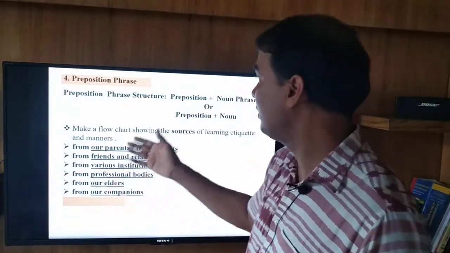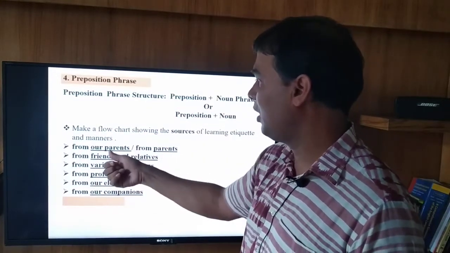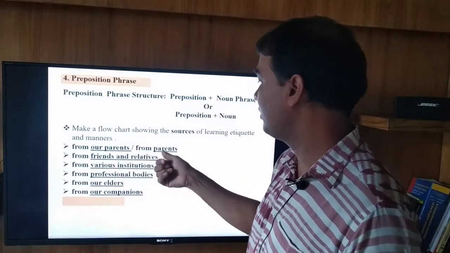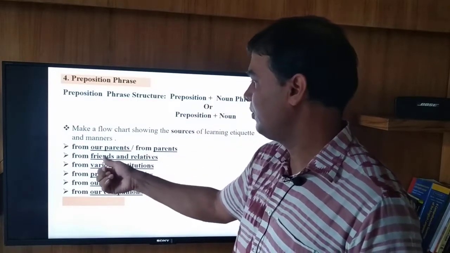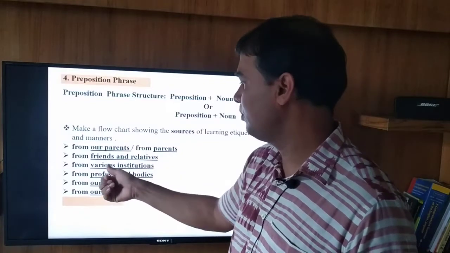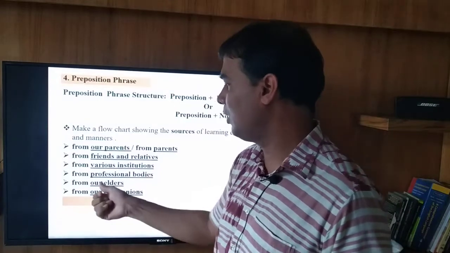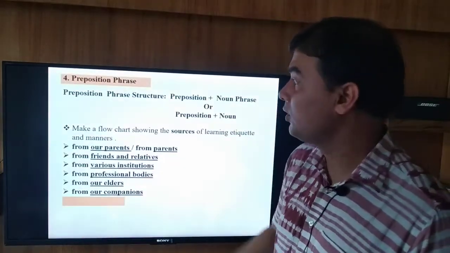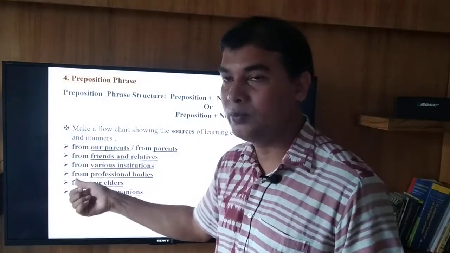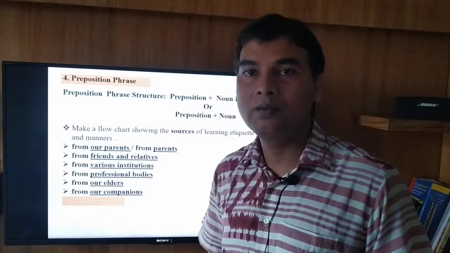So here you see from, this is preposition, and then our parents, this is noun phrase, or from parents, this is noun. Again, friends and relatives, this is noun phrase, various institutions, this is noun phrase, professional bodies, this is noun phrase, our elders, this is noun phrase, our companions, this is noun phrase. So using this technique, I mean first of all preposition, then noun phrase or noun, we can make a flowchart.